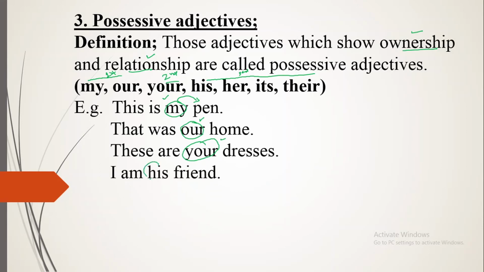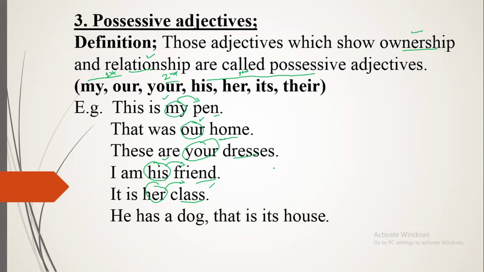Next we have, I am his friend. This is showing relationship. The first, second, and third examples were showing ownership, and the fourth one shows relationship. His is adding something to the meaning of friend, telling the possession. Then, it is our class. Here, our is again adding something to the meaning of class and showing possession, and in this possession it is showing ownership.